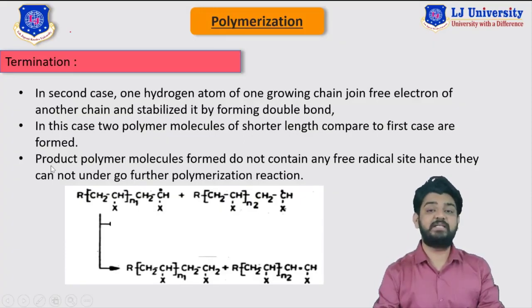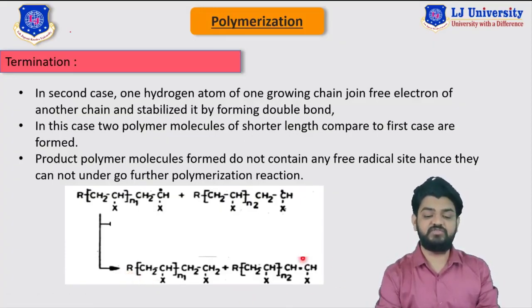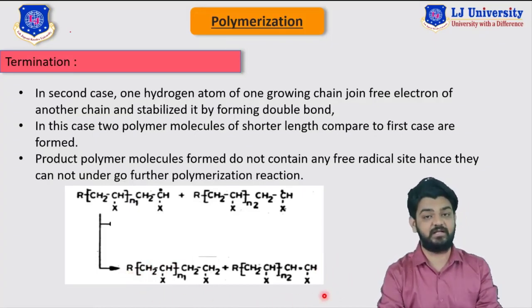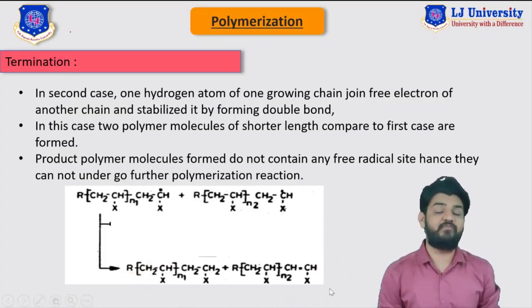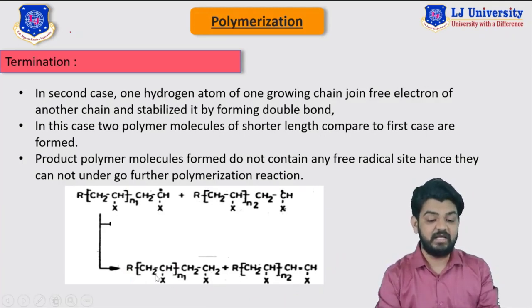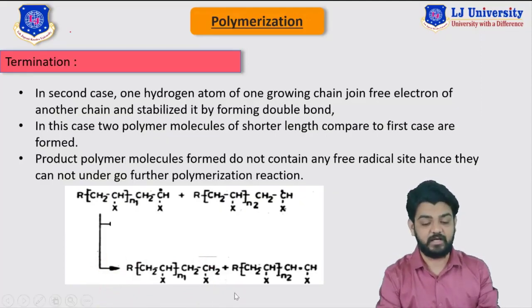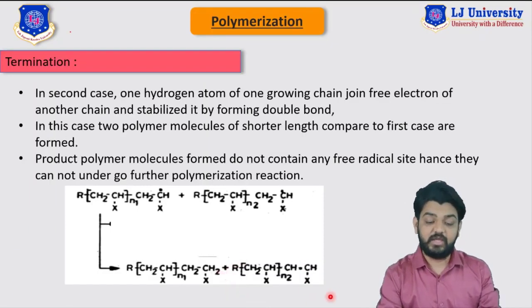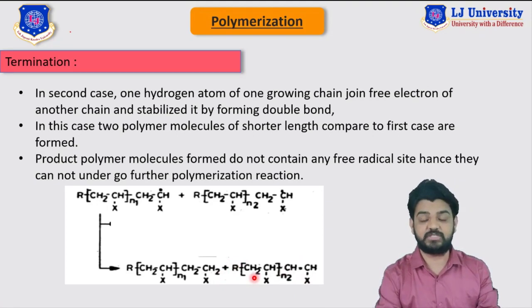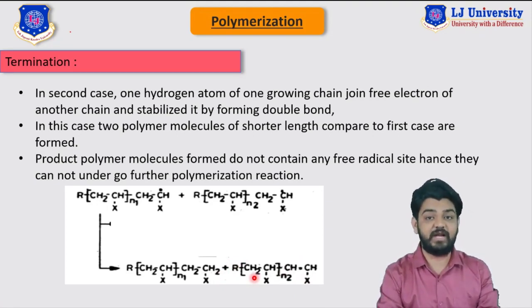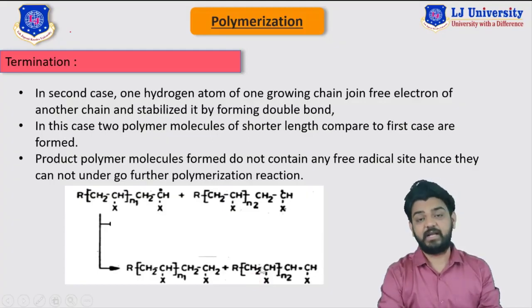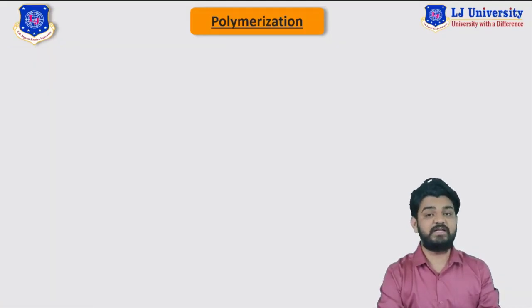So we can see that in the termination step, whatever product is forming does not have any free radical. So it cannot undergo any further polymerization process. This particular compound does not have any free electron or free radical. Again, this compound is also not containing any free radical. So even if some monomer comes in contact with this element, it will not undergo the polymerization process because it does not have any free electron to make a bond with another monomer. Having said that, now let's move to the next point, that is inhibitors.